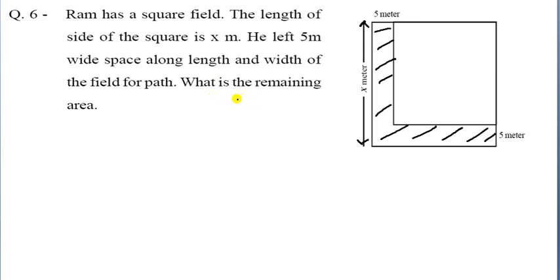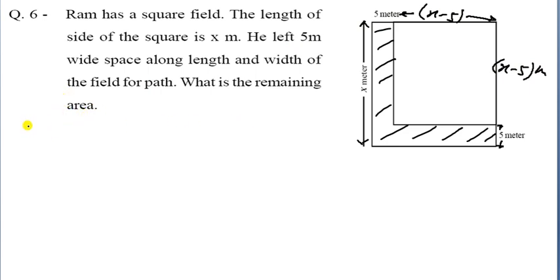What is the remaining area of this? So we have to find the area that is left, and we want to find the length and breadth also. So what will happen in this? So it is your 5 meter, you have to subtract this 5 from the total x. So the rest part is x minus 5 meter and it is also x minus 5 meter. This one is only a square. So let us see what will happen.